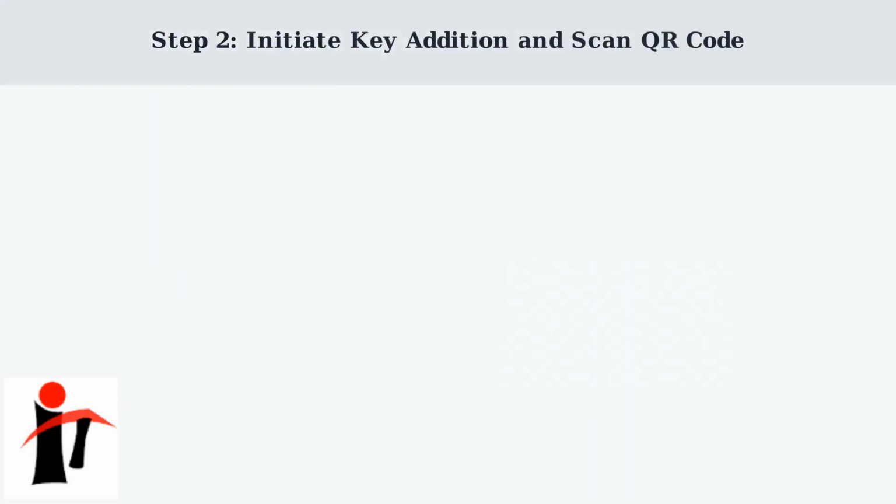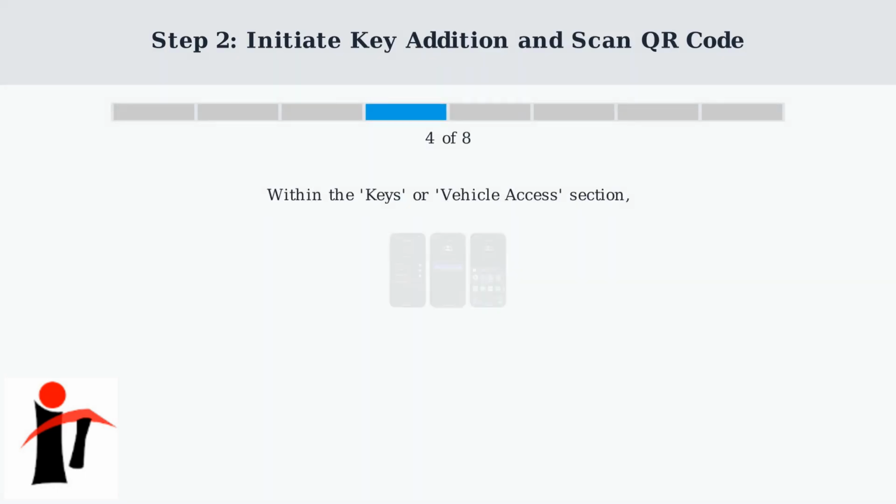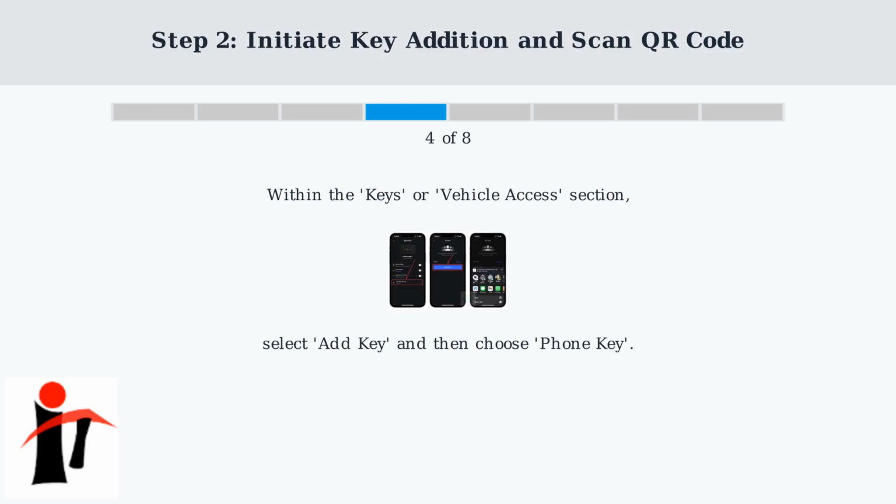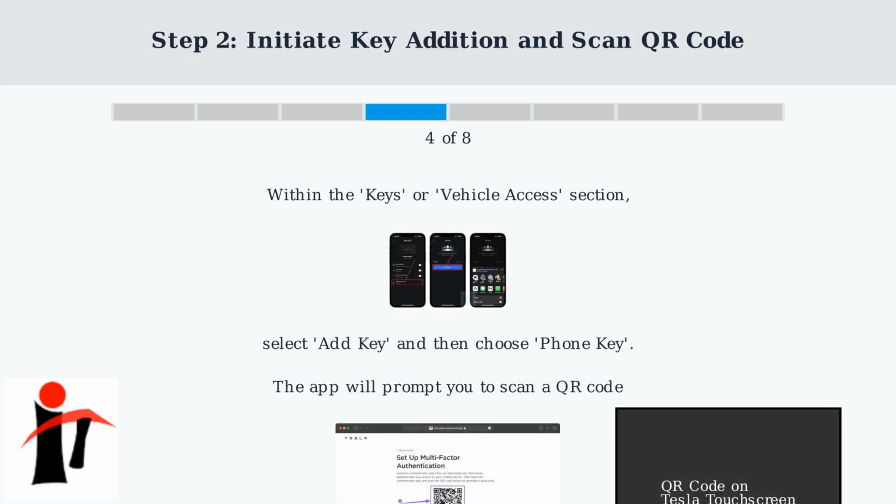Now that your primary phone and Tesla app are prepared, let's initiate the key addition process. Open the Tesla app on your primary phone and navigate to the Keys or Vehicle Access section. From there, select Add Key and then choose Phone Key to begin the setup for your second phone. The Tesla app will then prompt you to scan a QR code that appears on your vehicle's touchscreen. Depending on your Tesla software version, you might instead receive a manual code to enter directly into the app.